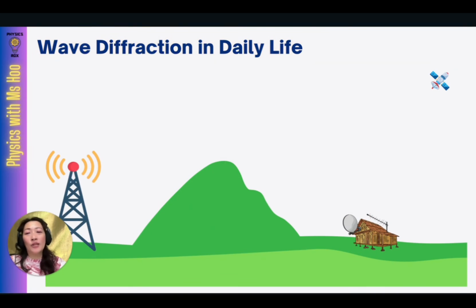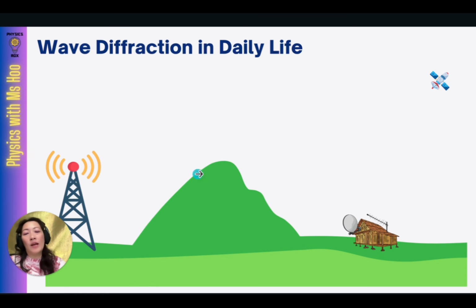Here's another application of wave diffraction in daily life, comparing communications. Again, this is related to electromagnetic waves. So let's compare radio waves and microwaves. Now, radio waves have longer wavelengths than microwaves. So say this is the transmitter sending out the data, and this is a house in a remote area. In order for the area to be able to receive the signals sent by this transmitter, obviously the wave needs to be able to reach the receiver.